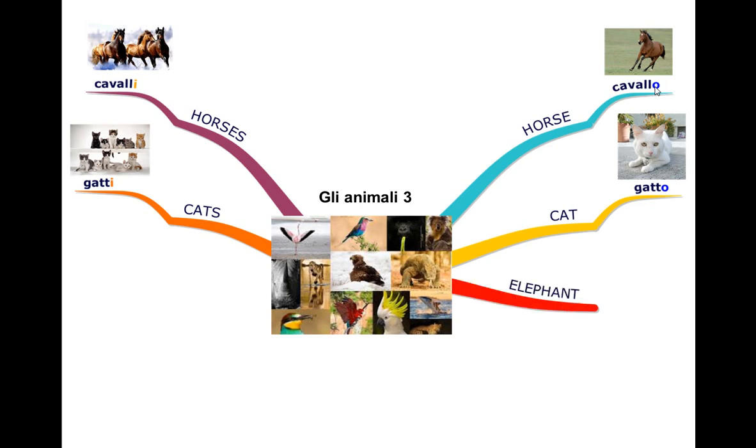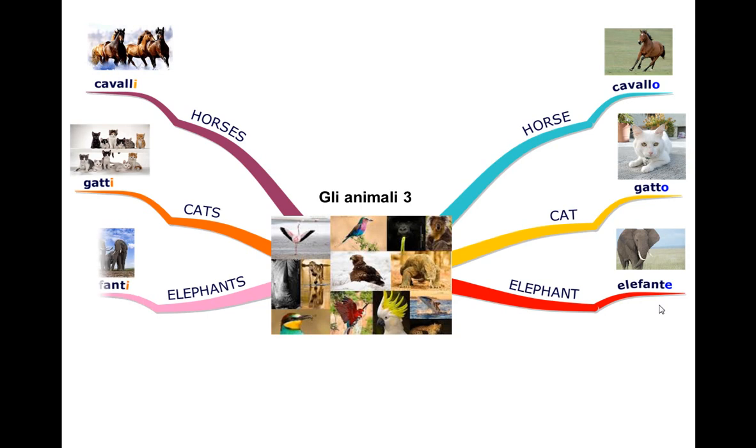On the red branch, we have elephant, which is called elefante. Now, see that this word is a different case because it ends in the letter E. To convert it to the plural, we are also going to change the letter E to I. In the pink branch, we have elephants. We replace the final letter again and we have elefanti.